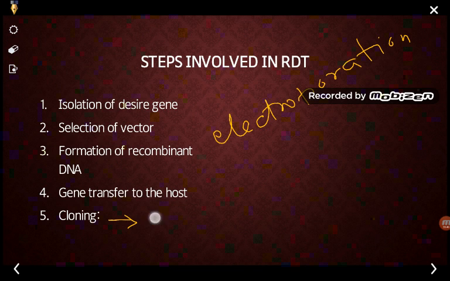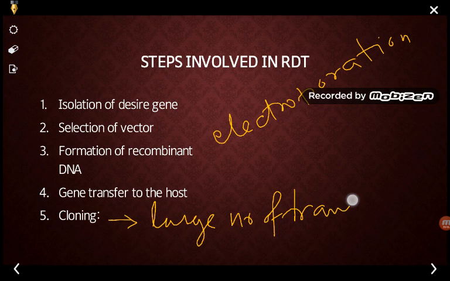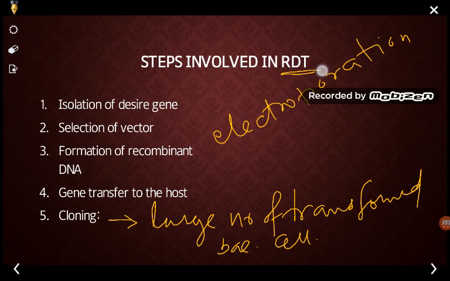So we get a large number of transformed bacterial cells, and all these cells have a copy of recombinant DNA. So all these cells are having the recombinant DNA. These are the steps which are involved in recombinant DNA technology.